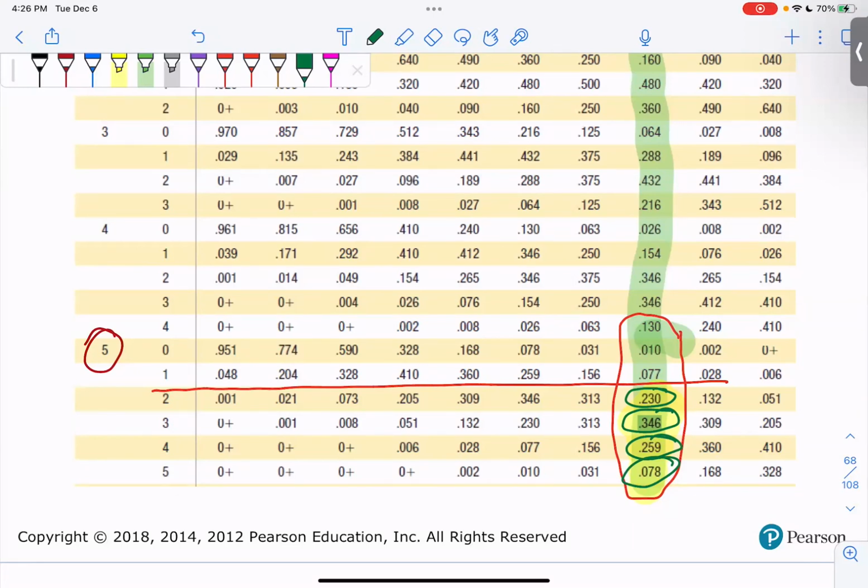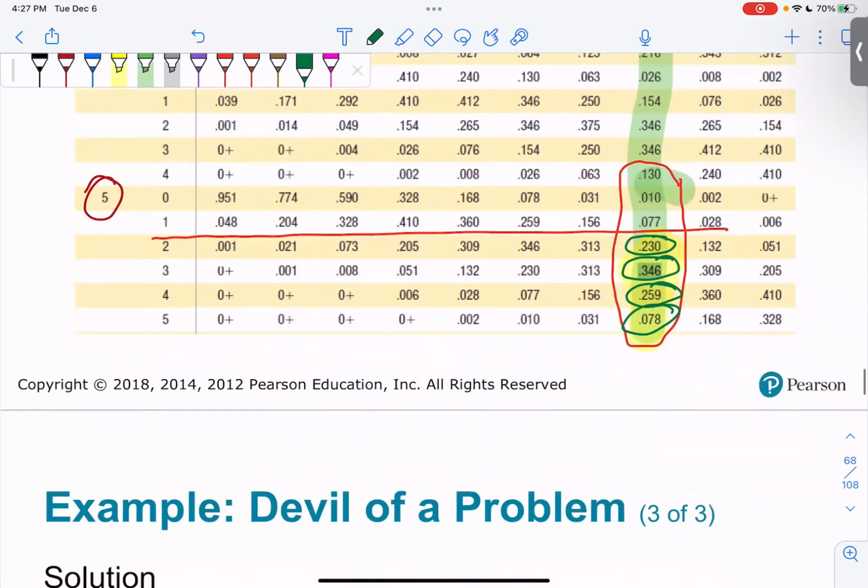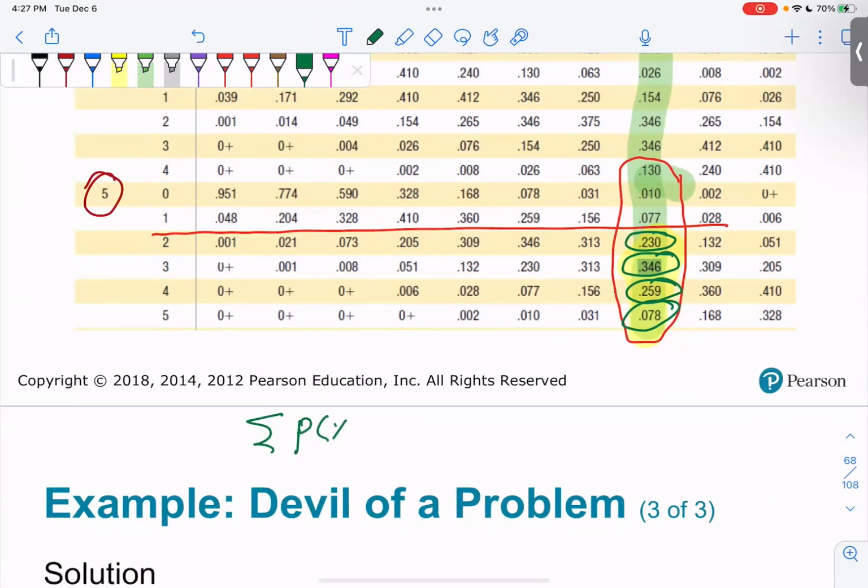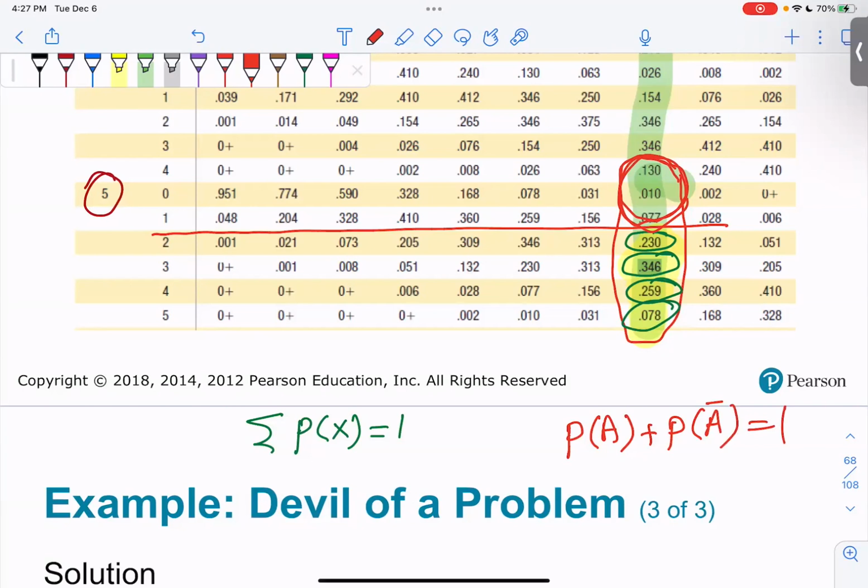Or, since you know that the summation of probabilities equals 1, you can say 1 minus those 3, which is using the complement rule, right? We said yesterday that probability of A plus probability of A complement equals 1. What do we mean by A complement? That is what we are not interested in. We are interested in at least 2.